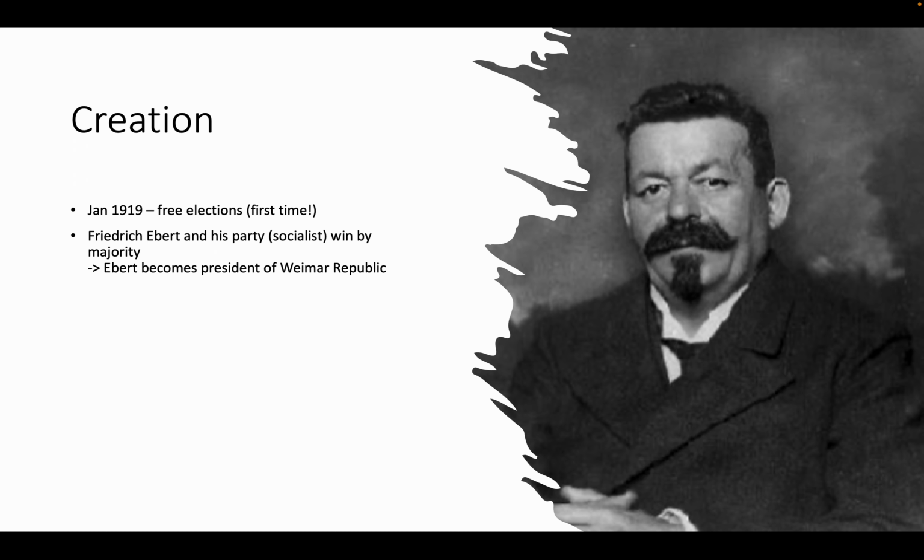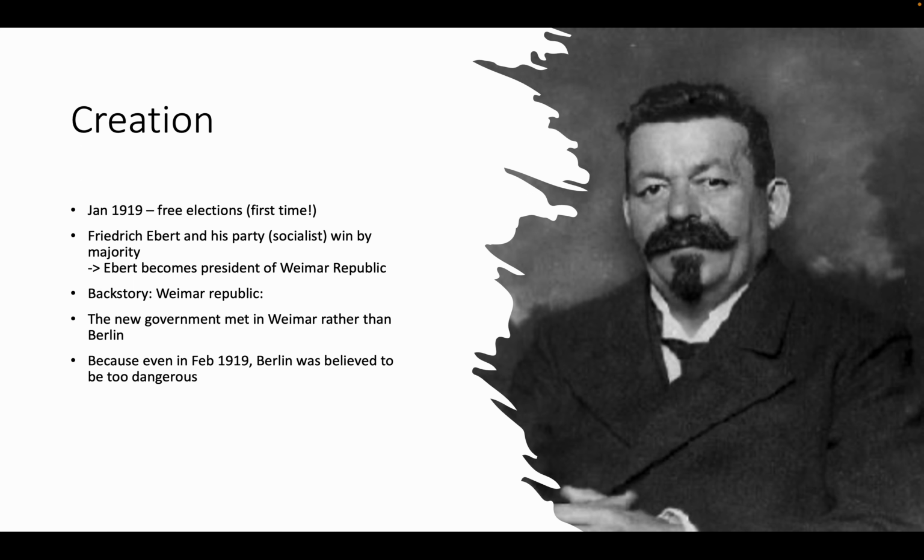Friedrich Ebert and his Socialist Party won by majority, and Ebert becomes the first president of the Weimar Republic. Some backstory of the Weimar Republic. The new government met in Weimar rather than Berlin, which was the capital, because even in February of 1919, Berlin was too dangerous. There were too many riots and stuff like that.